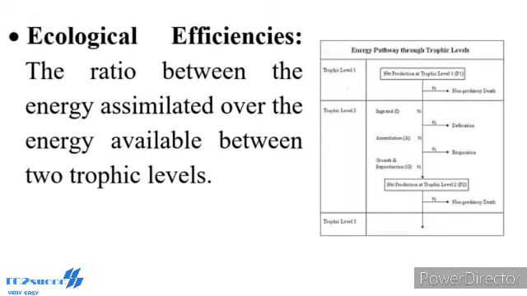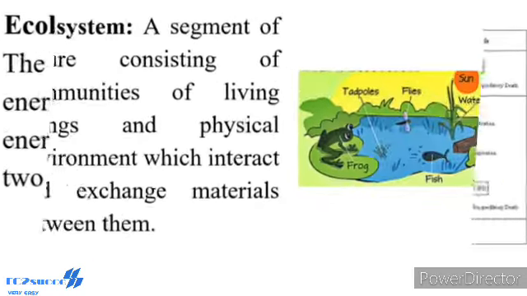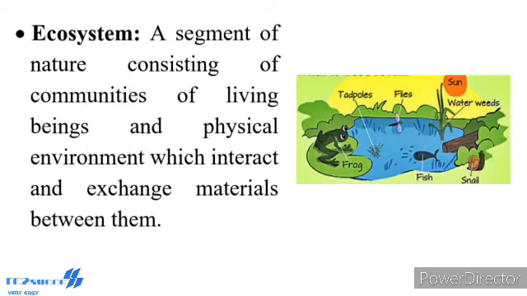Ecological efficiencies, the ratio between the energy assimilated over the energy available between two trophic levels. Another one, ecosystem, a segment of nature consisting of communities of living beings and physical environment which interact and exchange material between them. An ecosystem can be visualized as a functional unit of nature where living organisms interact among themselves and also with the surrounding physical environment.